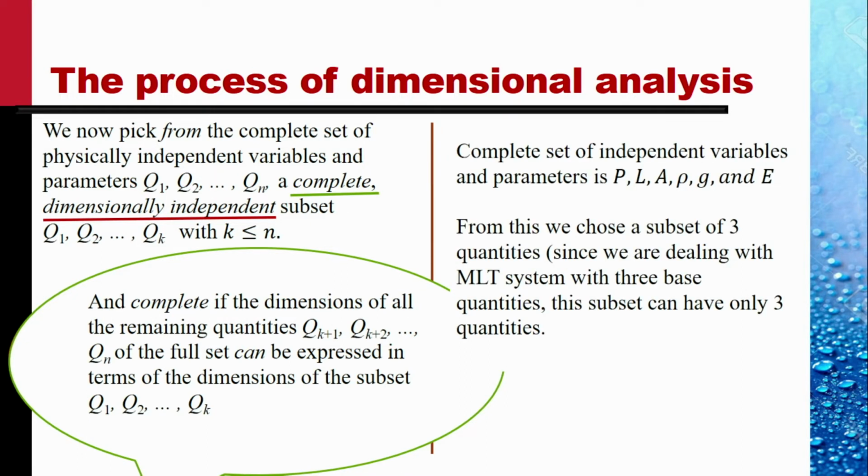In an example, the complete set of independent variables and parameters is P, L, A, rho, G, and E. From this, we choose a subset of three quantities. Since we are dealing with an MLT system, with these three base quantities, this subset can have only three quantities. Three quantities can provide you a complete and dimensionally independent subset. If we choose 4, then most probably the fourth quantity will not be dimensionally independent of the other 3.